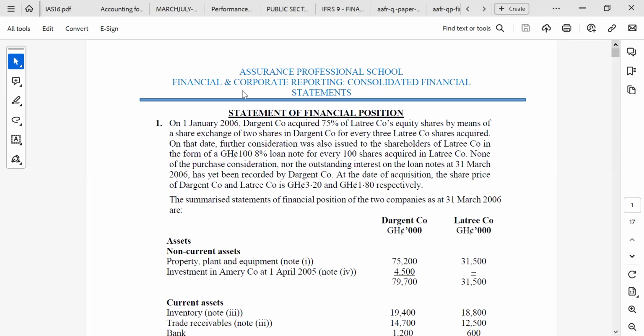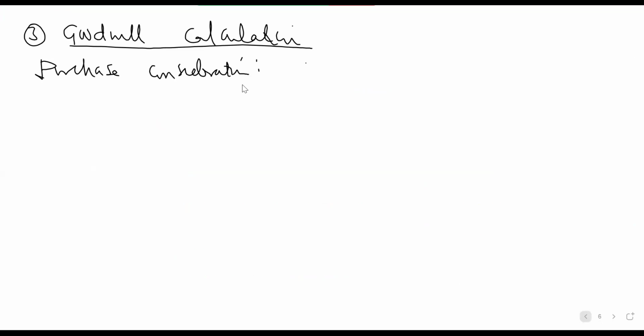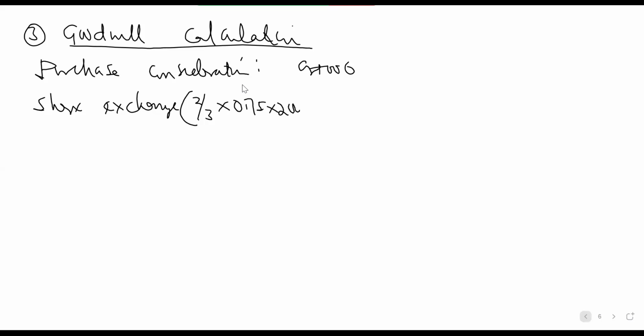So what you do is that you now go to where we have written the calculation of goodwill. You put your purchase consideration there. You now have share exchange as the first one. So the share exchange, what is going to happen is that we are having 2/3. Is that correct? Yes, 2/3. Multiply by 0.75 multiply by 20,000. Is that correct?